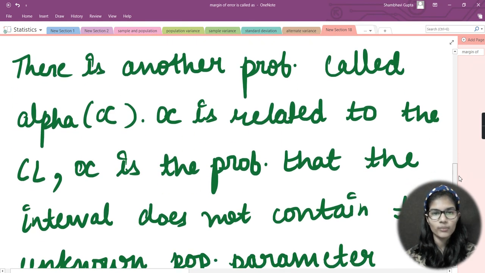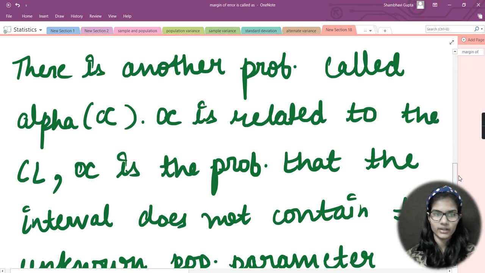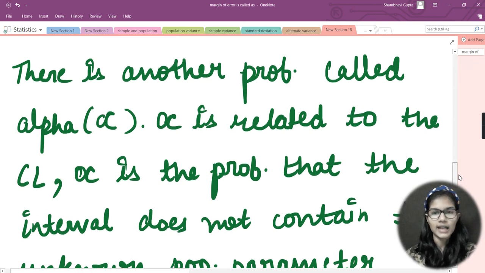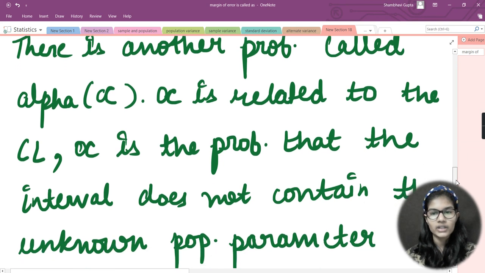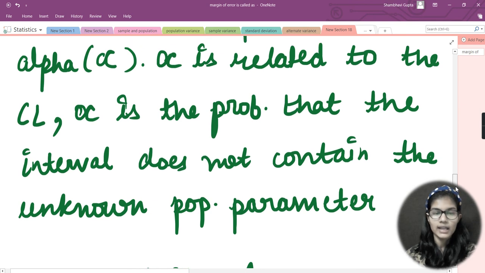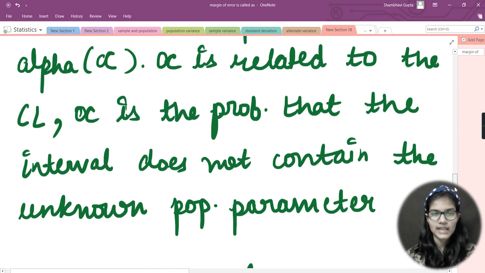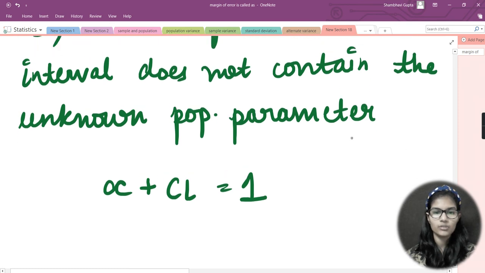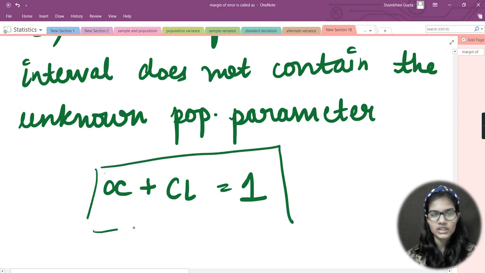Then we had seen one more part of the probability, and that was called alpha. Alpha is related to the confidence level, and alpha is the probability that the interval does not contain the unknown population parameter. The relation between alpha and the confidence level (CL) was alpha plus CL is equal to 1. So we have discussed the theoretical things right now.